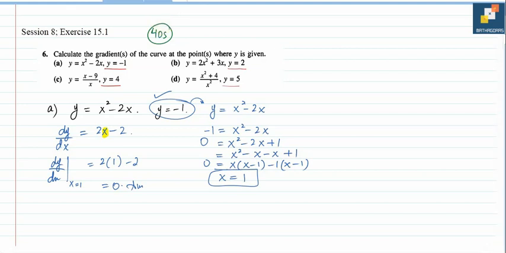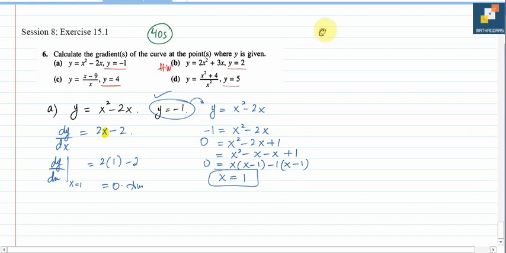Alright, part B is your homework part, so I will start with part C.